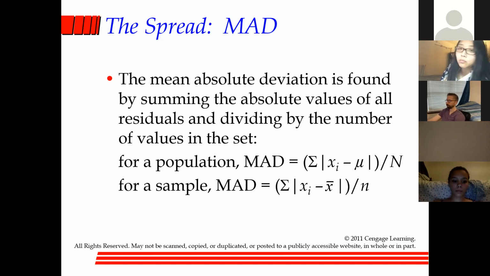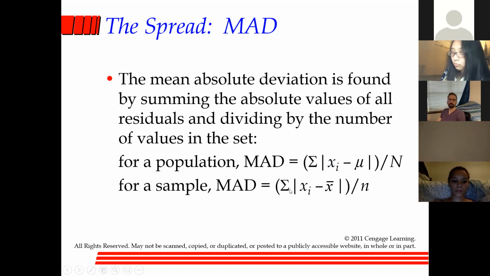But it works. And it is a valid measure of spread because the bigger the spread, the bigger this MAD number will be. Okay? And it has a minimum of 0, doesn't it? So how do you calculate it? Well, for a population, you add up the absolute values of the deviations and then divide by the number of numbers in the population.